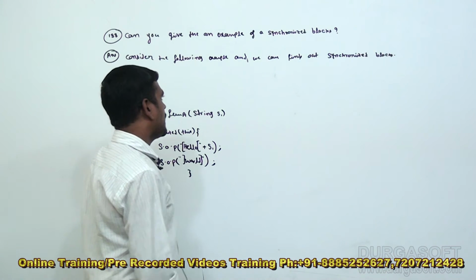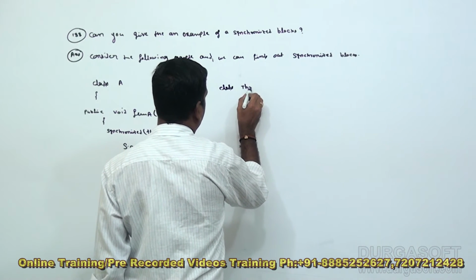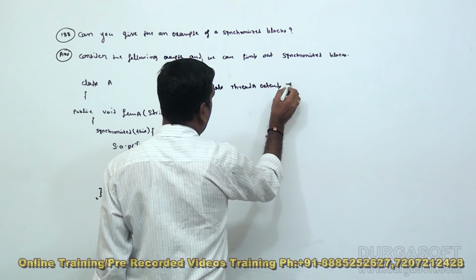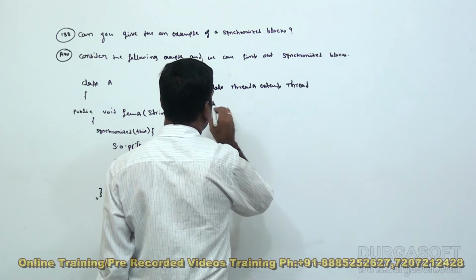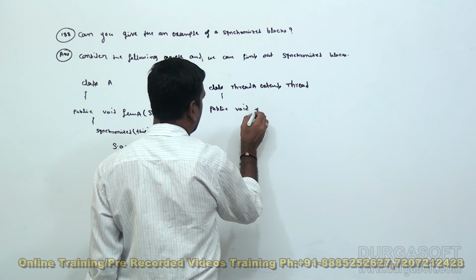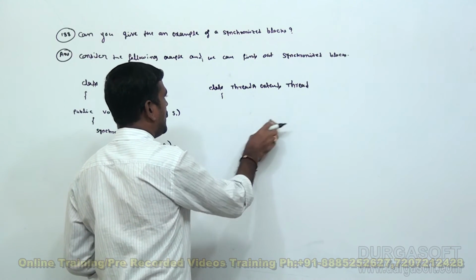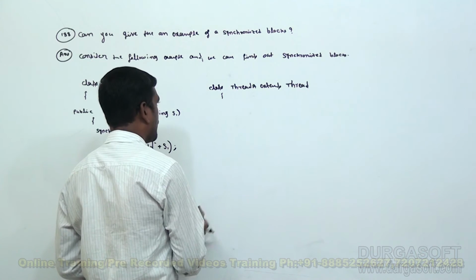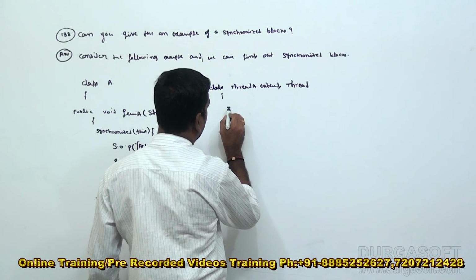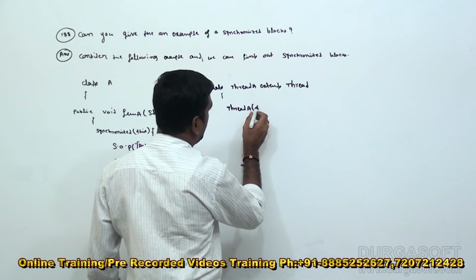After that, we can take the threads here. Class Thread A extends Thread. The next, public void run. So before that, we need to define the constructor also. What is that constructor here? Thread A, I am going to take.